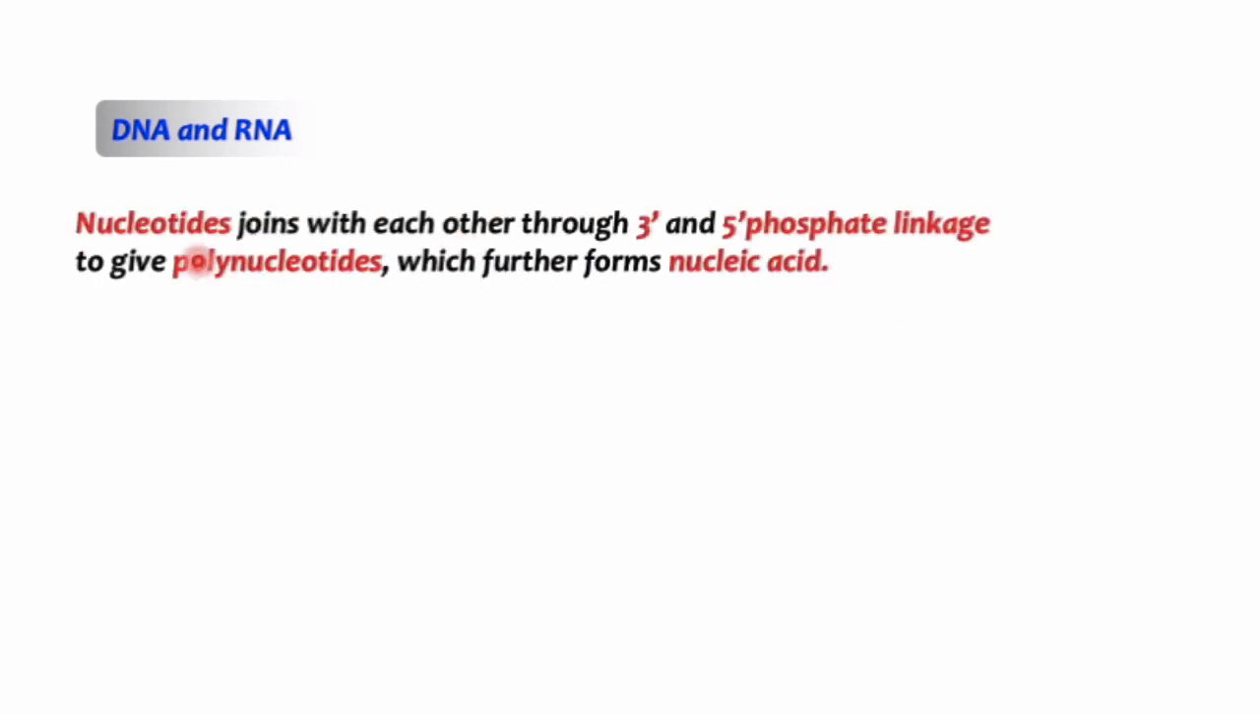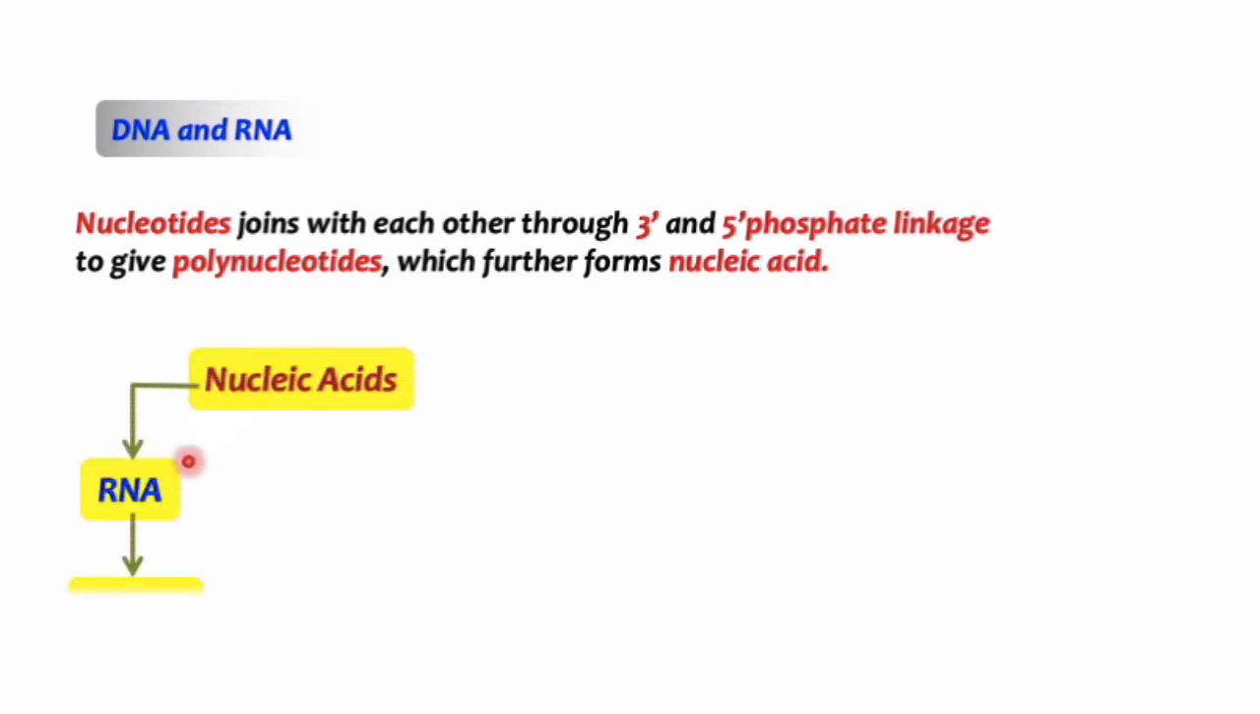Now if you check out DNA and RNA, in DNA what you would see, nucleotides are joined either through 3 prime or 5 prime phosphate linkages to give polynucleotides, which further form a nucleic acid. So that's how a nucleic acid is formed. Now this nucleic acid could either be a DNA or an RNA. If it is an RNA, it is usually formed by ribose, okay. In case it is a DNA, DNA is formed by 2-deoxyribose.